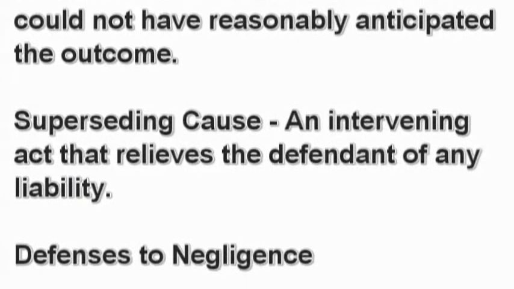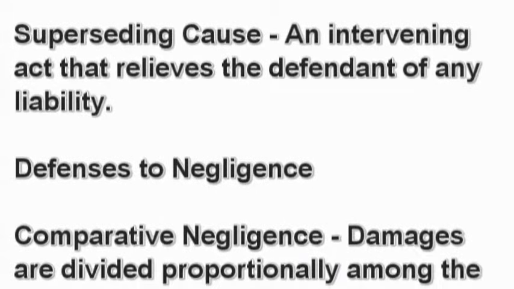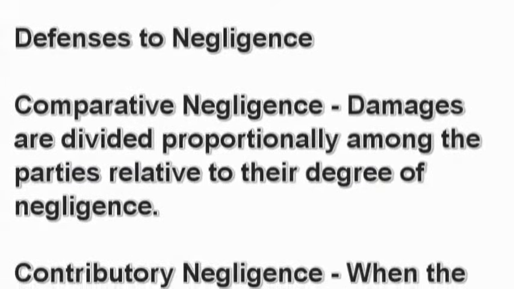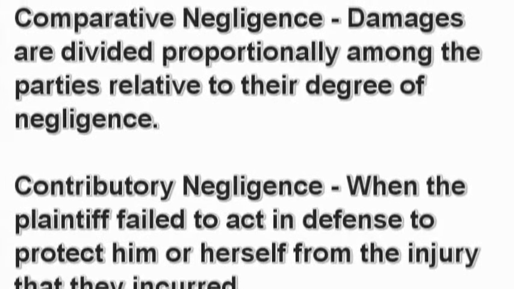Now we'll go over the scope of liability. Unforeseeable consequences. The defendant is not liable if he or she could not have reasonably anticipated the outcome. Superseding cause. An intervening act that relieves the defendant of any liability.